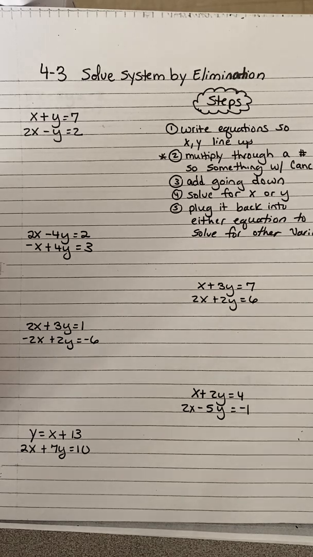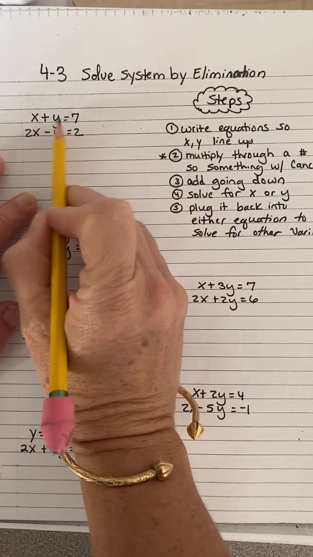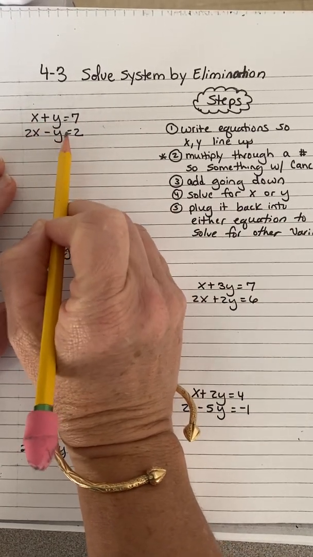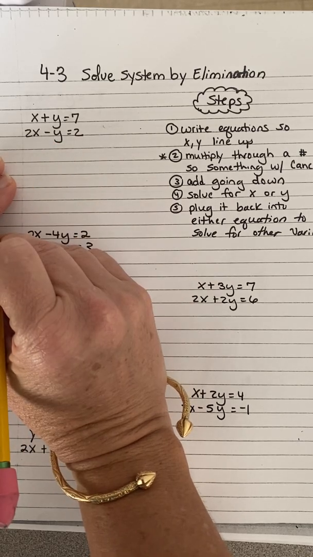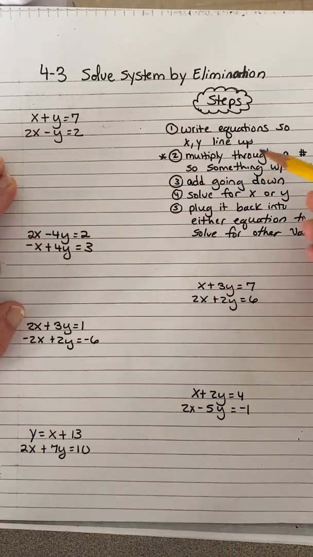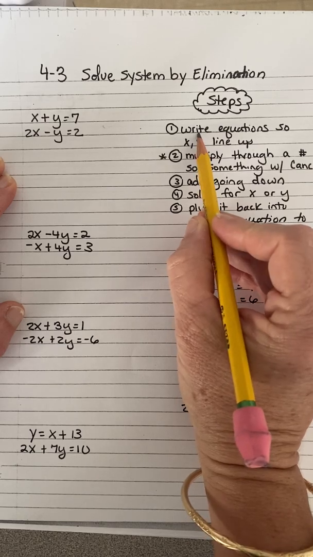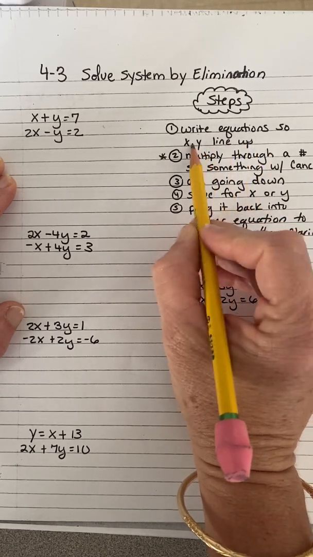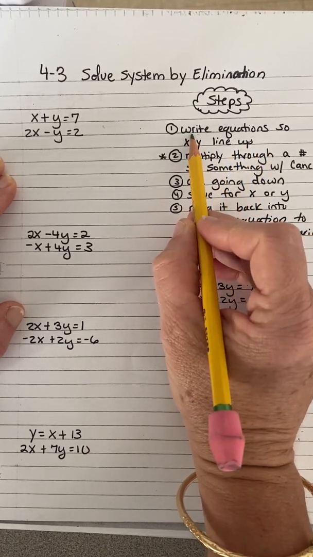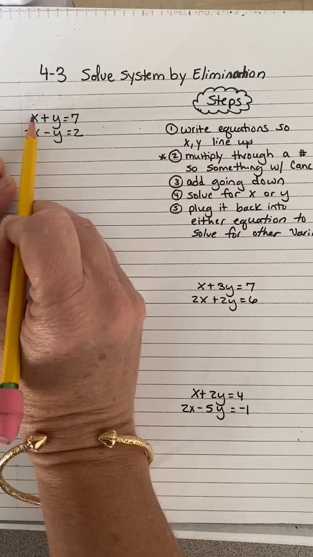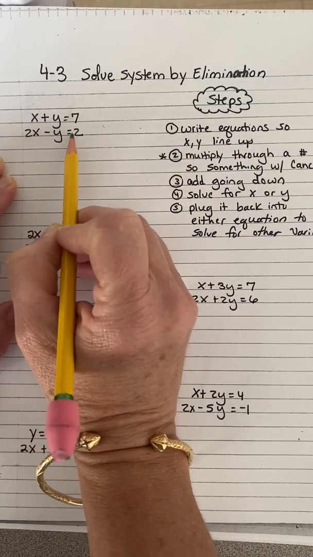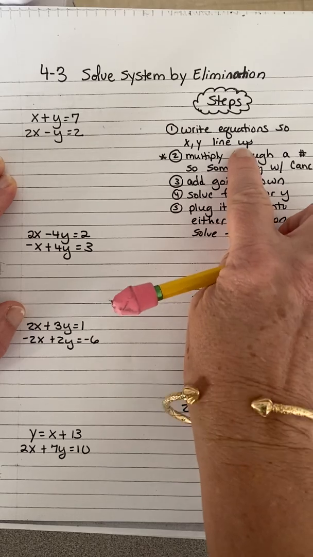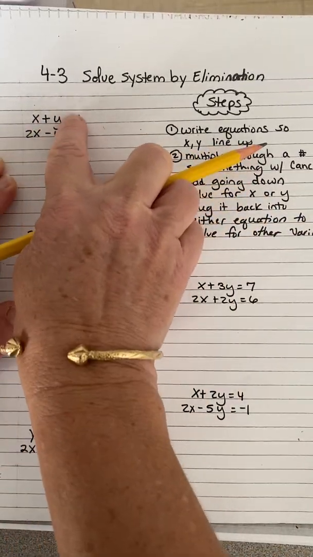Okay, so that being said, we have our two lines, our two equations, and we're trying to find where they intersect. So I wrote some steps out here. The first thing we want to do is line them up. So see here how we have our x's, then we have our y's, then we have our equal signs. That's what we want: our x's, our y's, and then our equal signs.